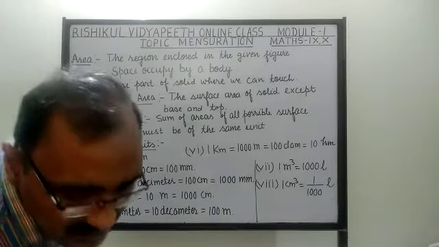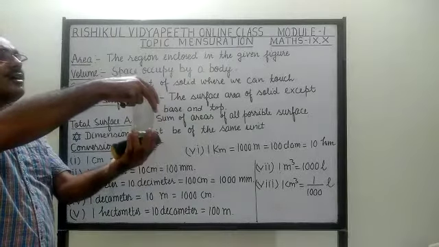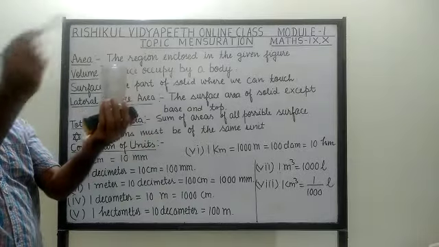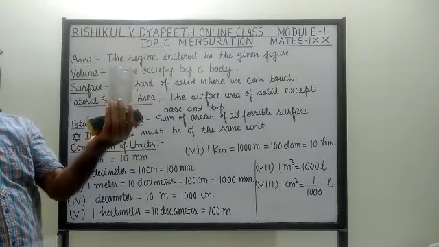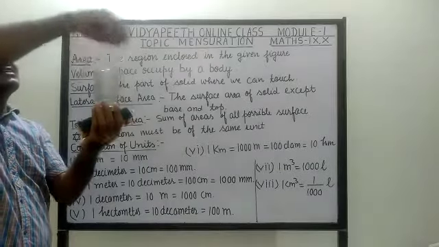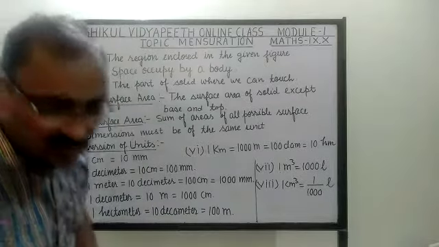What is the lateral surface area of this glass? Sir, this one, because base and top are left except base and top. So this area is called lateral surface area of this glass.